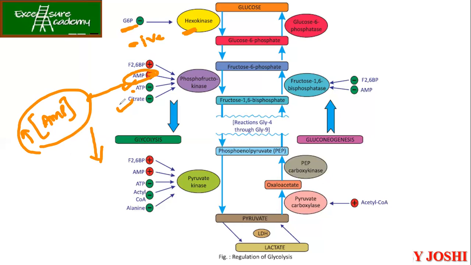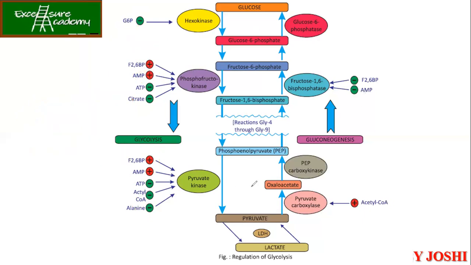Then again, pyruvate kinase. So of course, ATP, acetyl-CoA, alanine, they all are going to have a negative impact, and fructose 2,6-bisphosphate and AMP are going to act as positive regulators of pyruvate kinase. So is it clear to you why glucose 6-phosphate, AMP, ATP are positive and negative respectively? Is this part clear to you, Pallavi? Yes, ma'am.